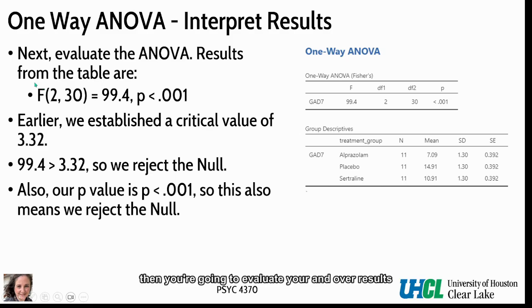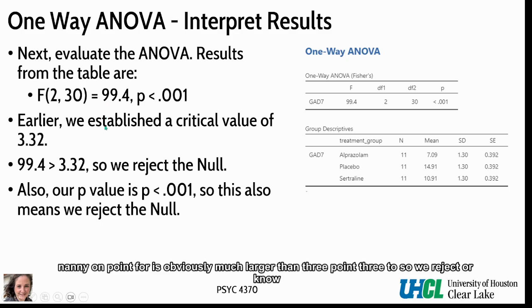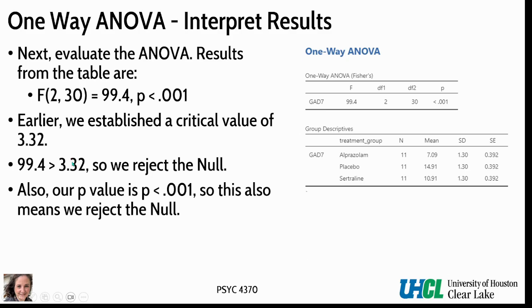Then you're going to evaluate your ANOVA results. Our results were from the top table for one-way ANOVA. We had a critical value that we established earlier of 3.32. And our value that we got was 99.4. 99.4 is obviously much larger than 3.32, so we reject our null. That means that somewhere in here there is a significant difference between those treatment conditions.